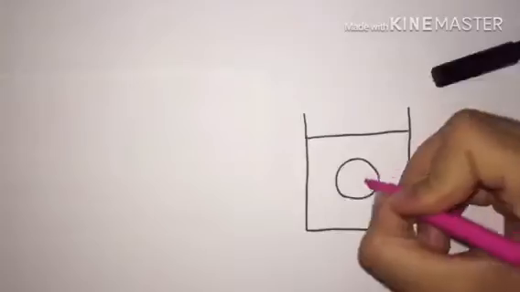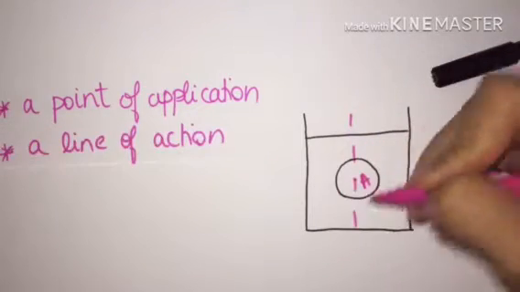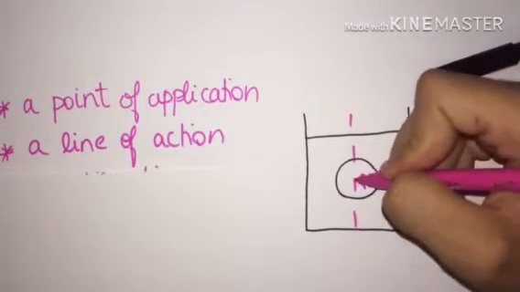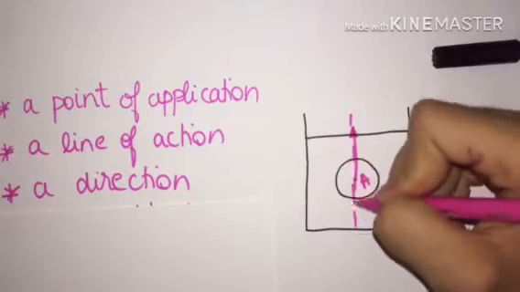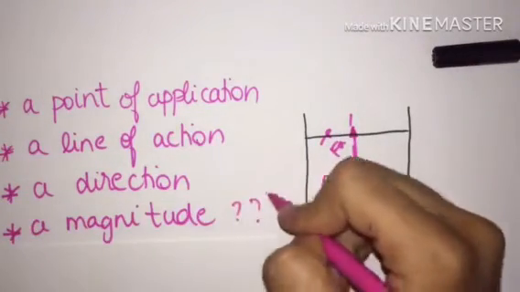That has, of course, a point of application A, which is the center of the immersed part of the object, a line of action, the vertical line passing by A, an upward direction opposite to the object's weight direction, and finally a magnitude that we currently don't know how to calculate. To learn more about this magnitude, let's see what Archimedes' principle says.